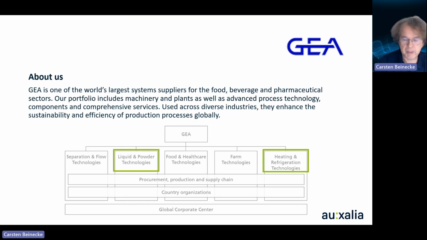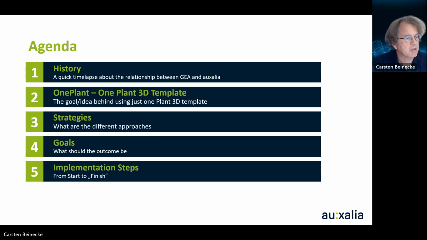Just to give you an overview of where we are and which industries. The agenda is to say a little bit about the history, and then I talk a little bit about the One Plant initiative, or you can say One AutoCAD Plant 3D template. Then I will talk about different strategies on how to implement Plant 3D or how to onboard offices, then the goals, what should be accomplished by that process or strategy. And finally, the implementation steps, how we go through the process of onboarding offices or entities.